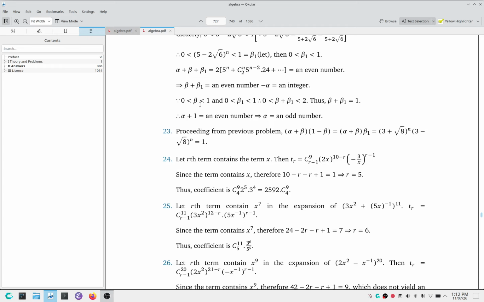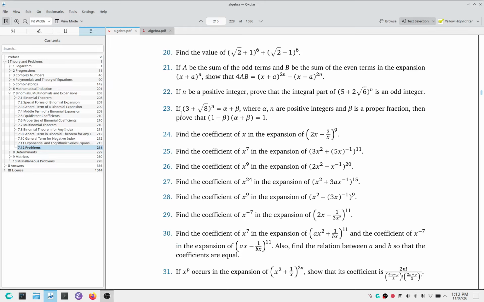So 0 less than beta less than 1 is what we have, and 0 less than beta 1 less than 1 is also what we have. We add both, we get 0 less than beta plus beta 1 less than 2, but beta plus beta 1 is an integer, so beta plus beta 1 is equal to 1. Now clearly alpha plus 1 is equal to an even number, so alpha is an odd number.